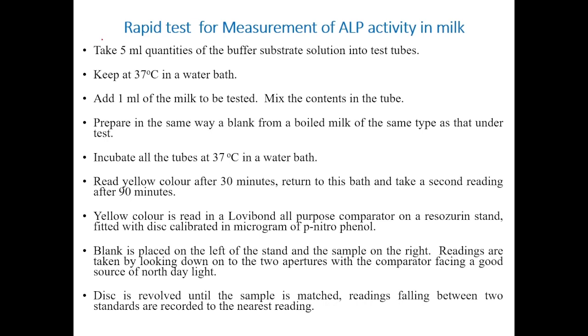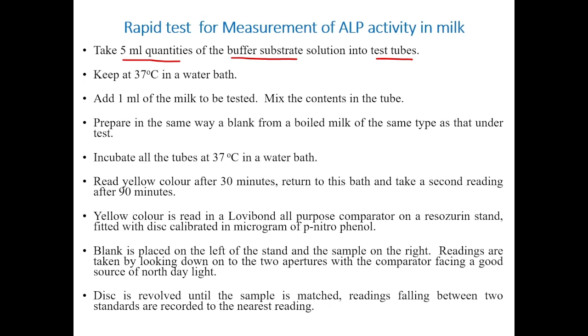So first we have to take 5 ml quantities of buffer substrate solution into the test tubes. You will take at least 2 test tubes. One will be for the control, where we will make use of boiled milk, in which alkaline phosphatase definitely won't be there, and the other test tube is for the milk for which we want to check whether pasteurization has taken place or not.